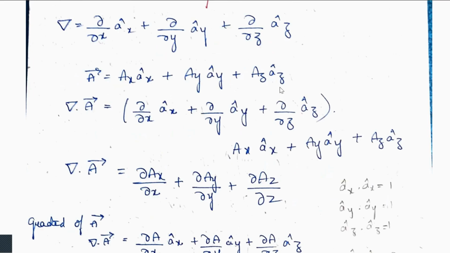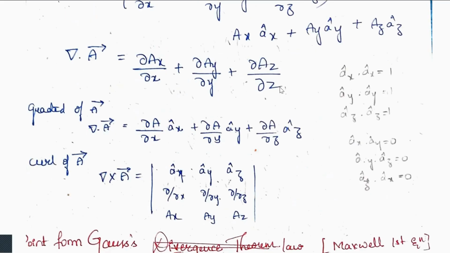After doing that, differentiate: ax cap dot ax cap, the dot product is 1. Similarly, ay cap dot ay cap, the dot product is 1. That gets multiplied. Now you have to find the gradient of a vector, that is you get nabla dot A vector, which has the given formula.